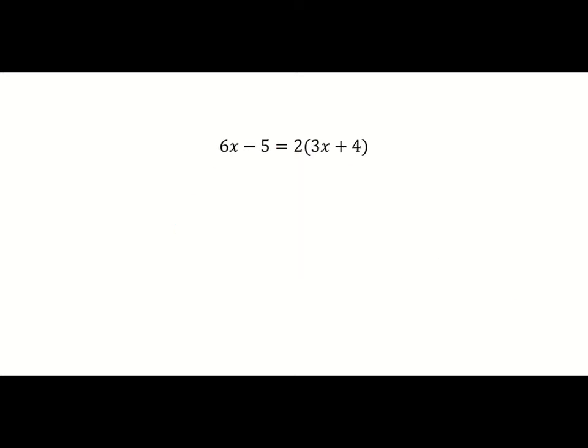Our second example is 6x minus 5 equals 2 times the quantity 3x plus 4. For this problem, again, we're going to solve it like any normal equation. On the left-hand side, I'm going to drop down the 6x minus 5 because there's nothing I can do with those quite yet. And on the right-hand side, I'm going to distribute my 2 to get rid of the parentheses. So 2 times 3x is 6x, and 2 times 4 is plus 8. So I have 6x minus 5 equals 6x plus 8.